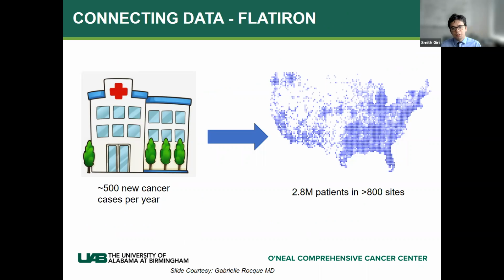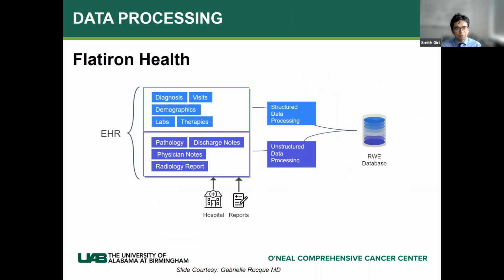Flatiron is a company that partners with many different clinical care sites across the country, and by assimilating the clinical EHR data from all these different sites, it has created this huge database of almost 2.8 million patients treated for cancer across more than 800 sites in the US. What Flatiron does is it partners with each of these hospitals and clinics and extracts all these electronic health records, which includes not just the diagnosis and the visits, but also labs, therapies, and physician notes. And by processing this data and harmonizing it, standardizing it, and cleaning it, it generates this real-world evidence database.